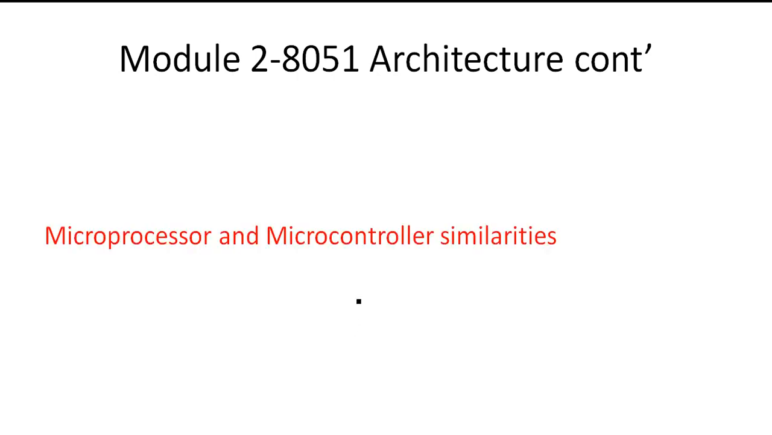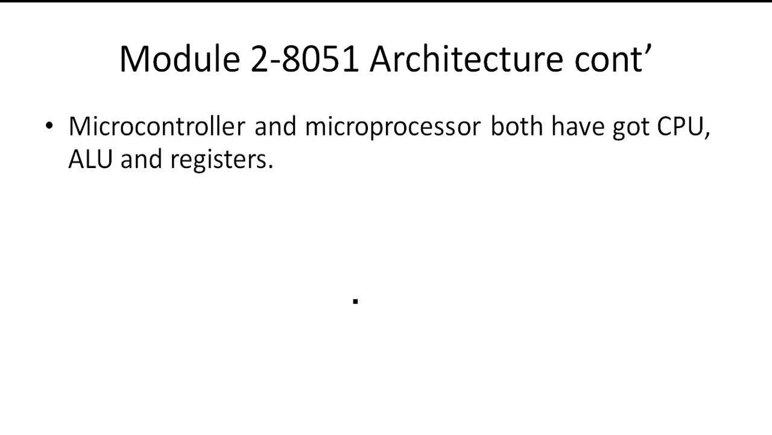Now here is the second important point: comparisons between a microprocessor and a microcontroller, starting with similarities. First, both have a CPU, ALU, and registers. This is one of the similarities between a microprocessor and a microcontroller. Both have a CPU and an arithmetic logic unit, and there will be some registers. Registers we will deal with later. Registers are locations where the microcontroller or processor stores its data while doing operations or execution.